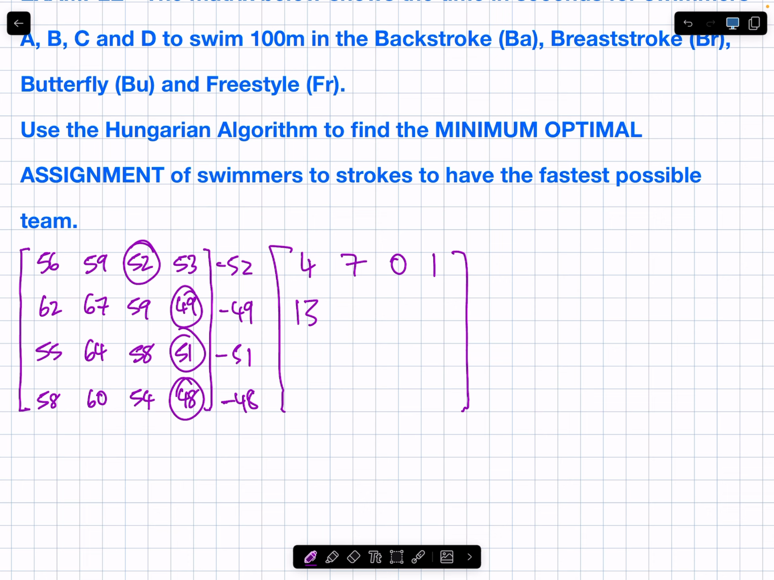67, take 49. This is a big one. 49 plus 10 is 59. 59 plus what to get 67? 8, so 18. If you're good at subtraction, yeah, awesome. 59 take 49 is 10. 49 take 49 is 0. 55 take 51. 64 take 51. 58 take 51. 51, 51.